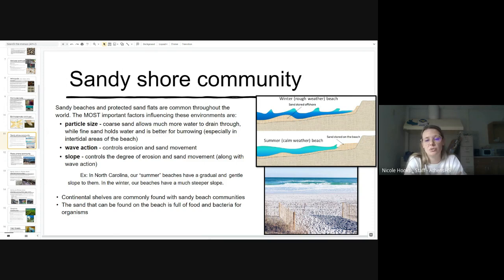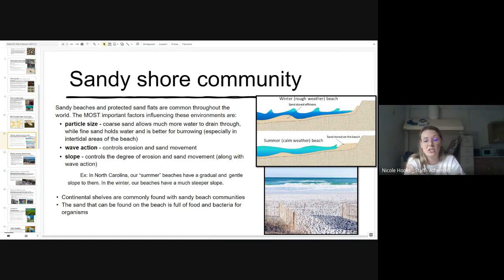Wave action, this controls erosion and sand movement. So generally in the summertime, we have a gradual slope and very calm wave action. And then in the wintertime, we'll have stronger, more coarse sand, rougher beaches, rougher waves, and then a lot more erosion. So there'll be a steeper slope. So the degree of erosion and sand movement along the coast is obviously going to impact the sandy shore. And because of that, you're going to get different slopes going on.